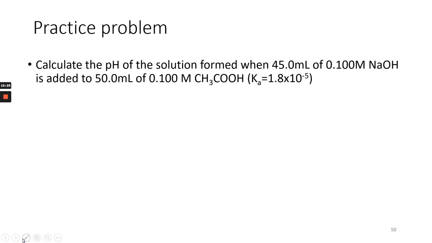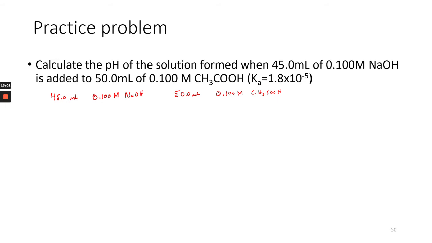So let's do a practice problem. Here it's asking you to calculate the pH of a solution formed when you have 45.0 milliliters of 0.1 molar NaOH added to 50 milliliters of 0.1 molar acetic acid. And this is the Ka value. We use acetic acid a lot, so by now you might have Ka memorized.